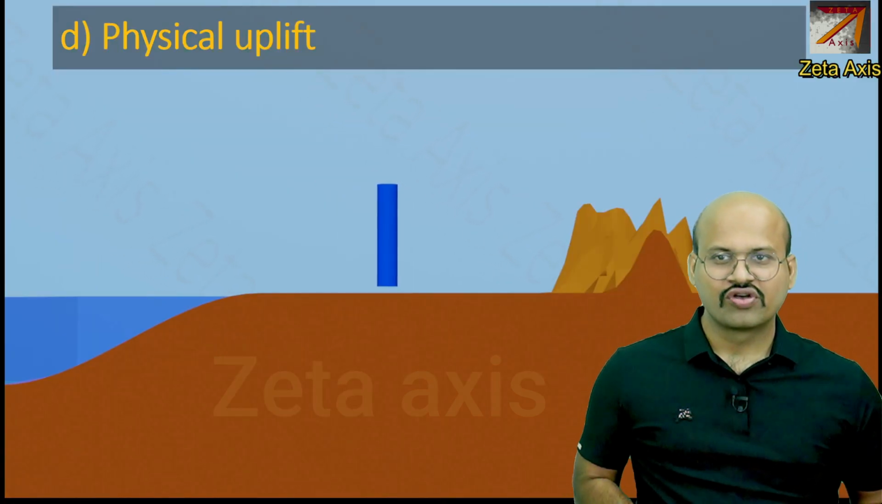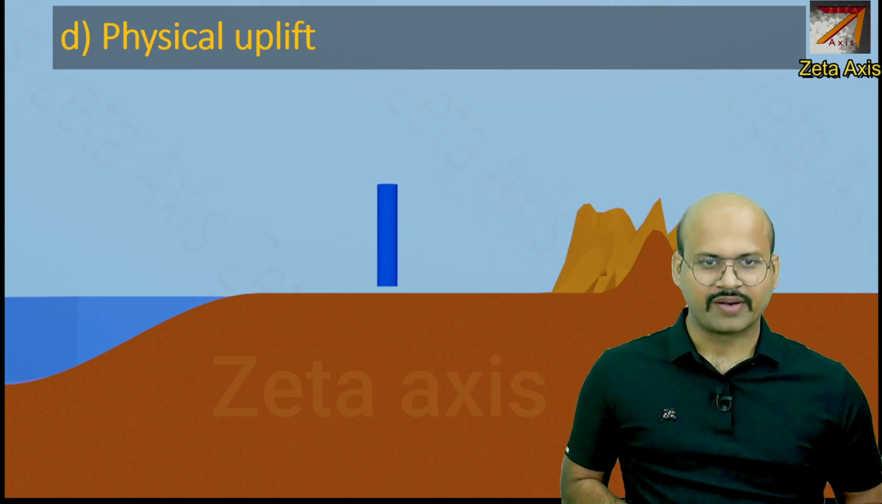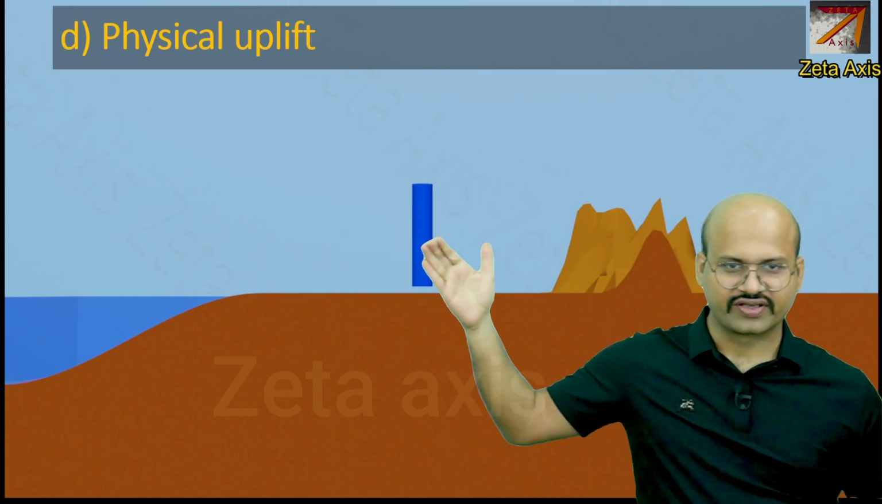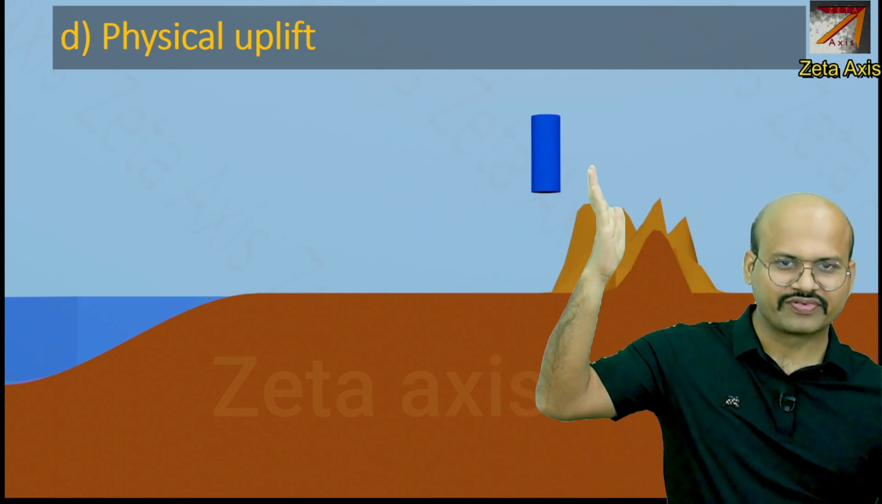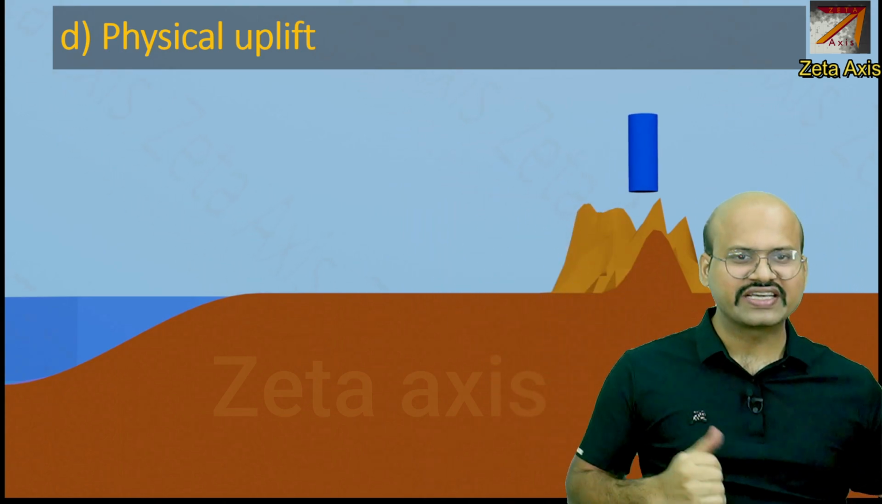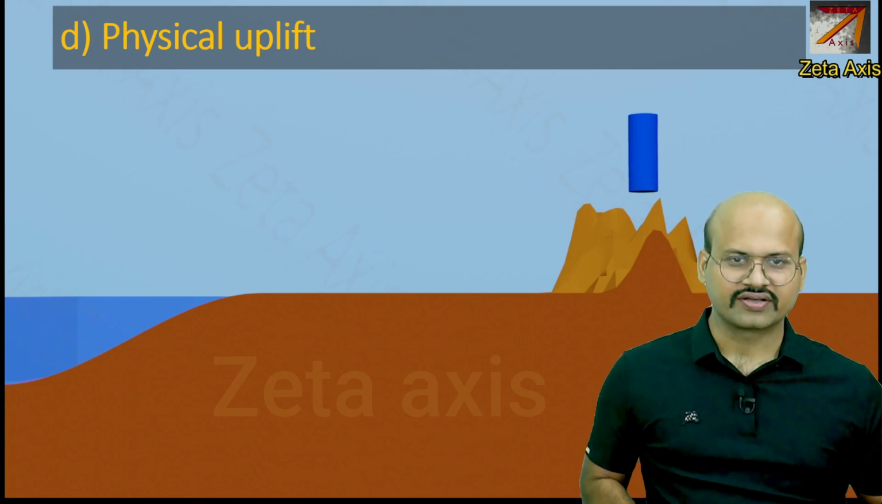The next is physical or orographic upliftment. Here, air is moving and it encounters a physical structure like a mountain. So the air will rise up. When it rises up, its temperature decreases due to adiabatic cooling.